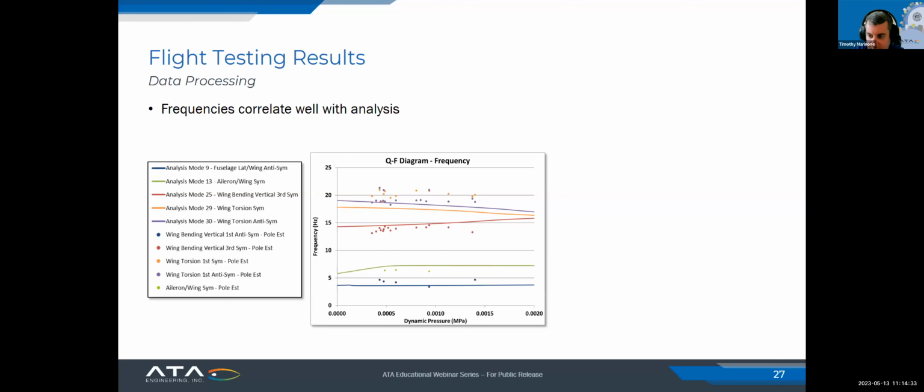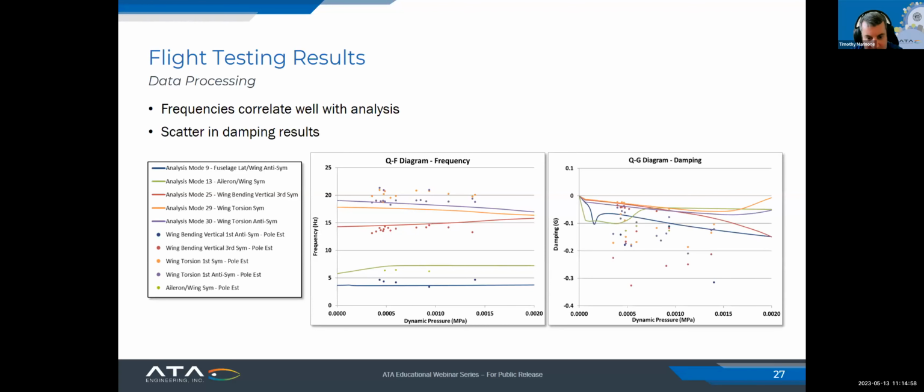In flight and flutter testing in particular, the data is rarely as clean and nice as you would hope for. However, ATA was still able to pull out results for the modes of interest. So you can see the frequencies for the 5 modes of interest. The lines are the predictions from our analytical model, and the dots are our test data. And the frequencies overall compare well to the predictions. The damping is a little bit more scattered, and that's because it is a lot harder to measure damping accurately. But overall, it did follow the general trend, which gave Perlan confidence to continue testing.